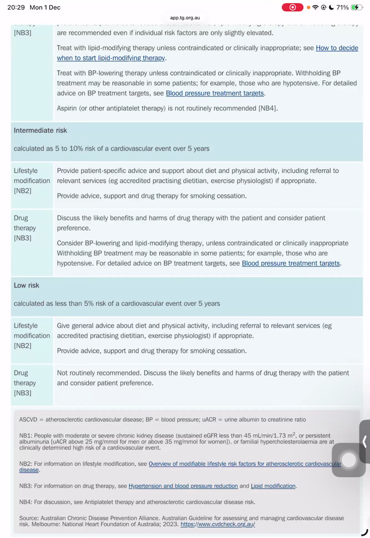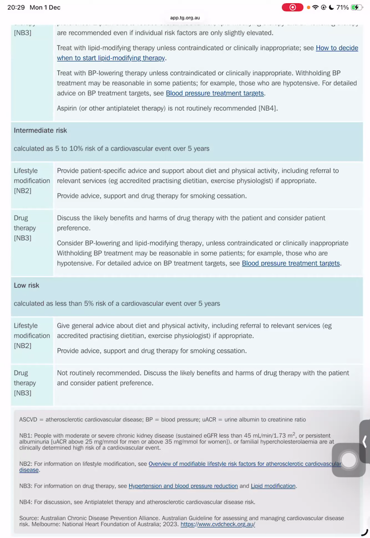In the low risk patient, we do not recommend blood pressure lowering and lipid lowering therapy. In the intermediate risk patient, we are just considering it, according to the individual risk. And in the high risk patient, here we must give lipid lowering and blood pressure lowering therapy. Remember this point, you must give it here unless there is a contraindication.